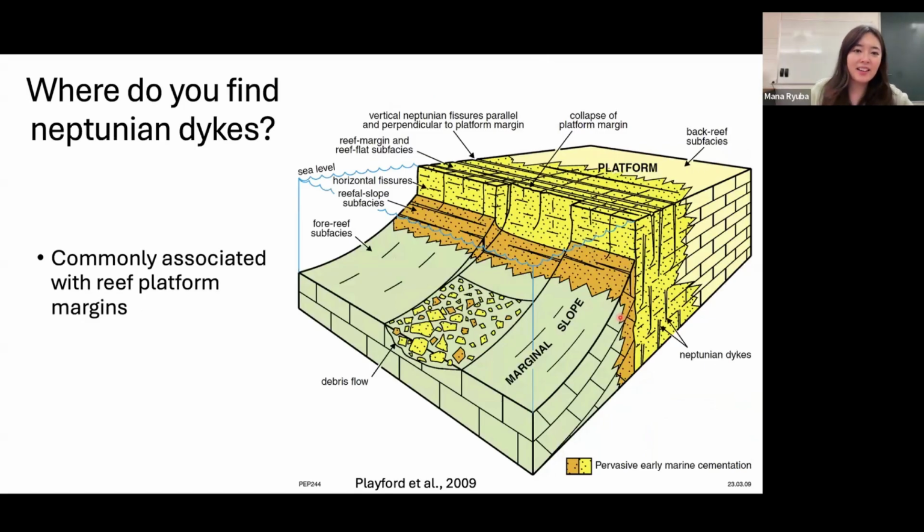Neptunian dikes are commonly associated with reef platform margins. So they form at the edge of a reef where you might have fractures forming, maybe from some kind of gravity-driven instability. These fractures are then pumped with seawater, and from that seawater we have those marine cements precipitating. And related to these marginal slopes, you usually have debris flows as well. So this seems like a sensible origin for these Neptunian dykes and breccias.